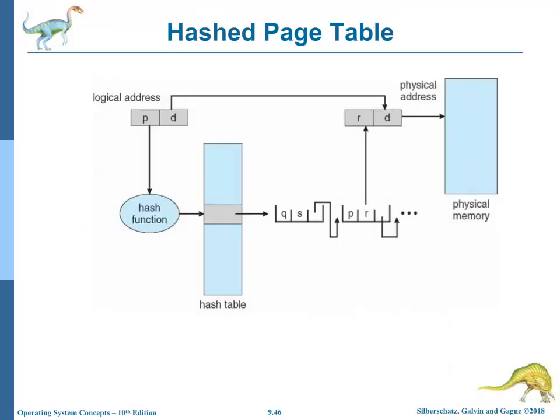The algorithm works as follows. The virtual page number in the virtual address is hashed into the hash table. The virtual page number is compared with field 1 in the first element in the linked list. If there's a match, the corresponding page frame, which is field 2, is used to form the desired physical address. If there's no match, subsequent entries in the linked list are searched for a matching virtual page number.